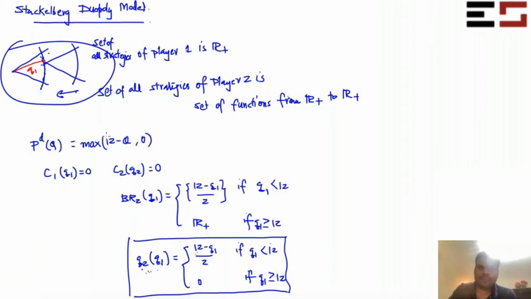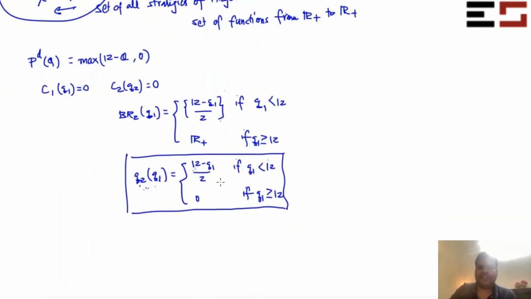Is that okay? That's the next step. So player 1 will be able to guess that this is how player 2 is going to play. So player 1 is going to take this into account and choose his best action. Okay, so player 1 will maximize with respect to Q1 his own profit. What is his profit?